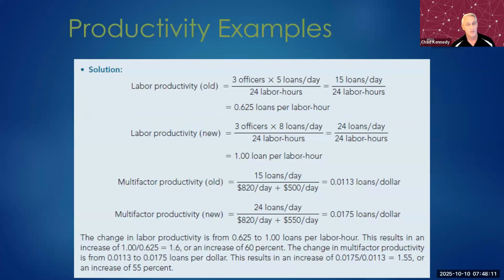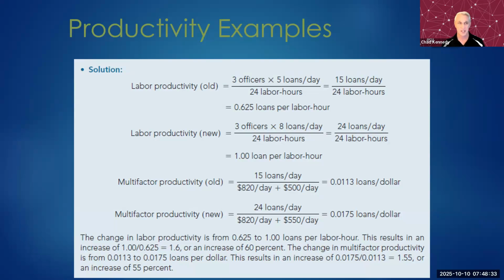So we really have 4 equations we need to build, because remember, we're comparing the old productivity to the new productivity. This is reflecting the decision of whether we are going to spend this money on the software. If we look at the old labor productivity, we have 3 officers, 5 loans a day.